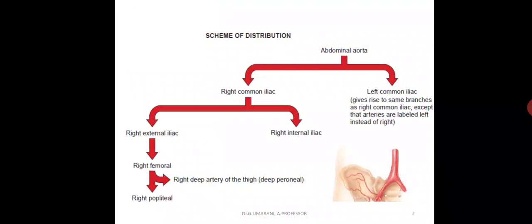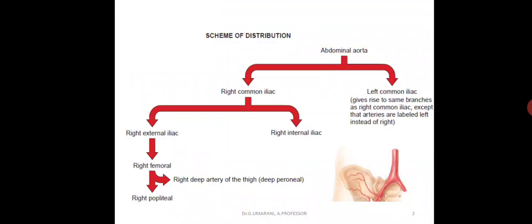The abdominal aorta ends by dividing into the right common iliac and left common iliac arteries, and each common iliac artery divides into the external iliac and internal iliac arteries. The internal iliac artery enters the pelvic region and supplies the pelvic organs, whereas the external iliac artery continues into the lower limb and supplies it.